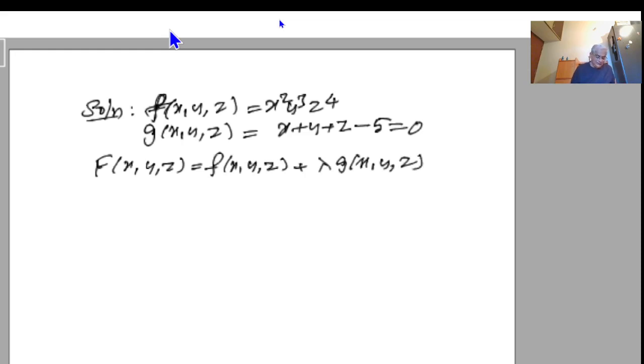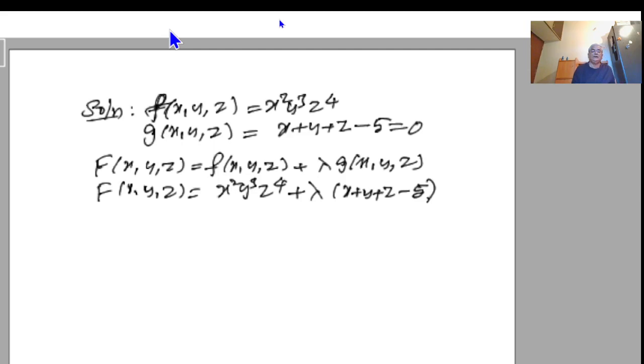So that is, capital F is equal to x square y cube z raised to 4 plus lambda into x plus y plus z minus 5. This is our capital F of x, y, z. Then what is Fx? Differentiating capital F partially with respect to x.